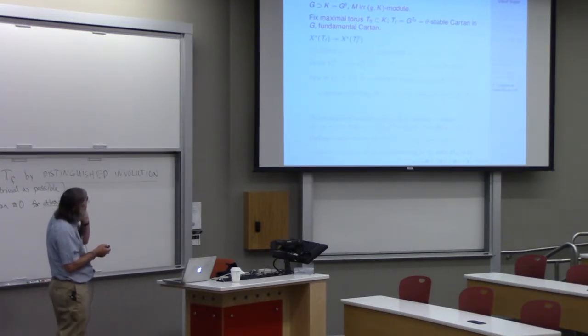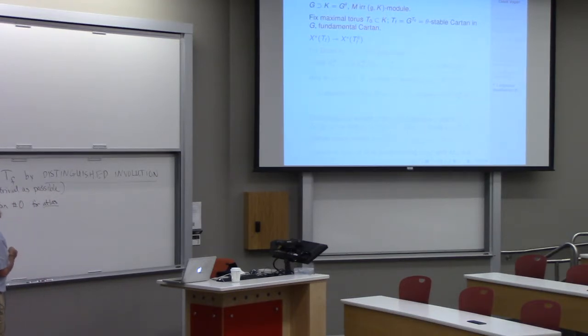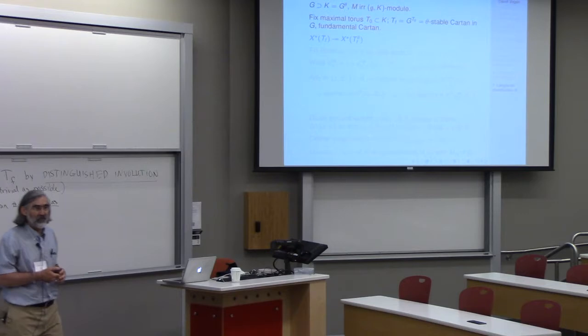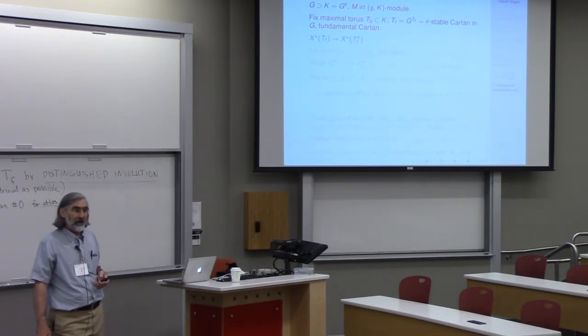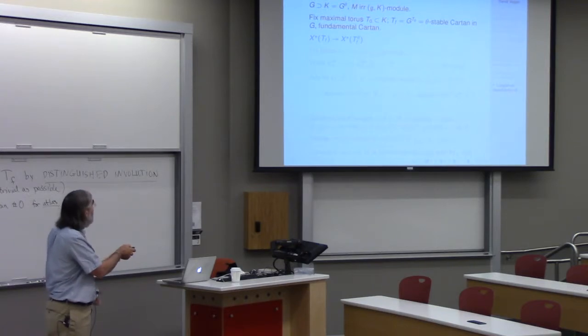Do you need the zero or TF? Sorry? So T0 was a maximal torus in K. So I just chose a maximal torus in this reductive group K. And what's TF? TF is the centralizer in G of that torus in K.